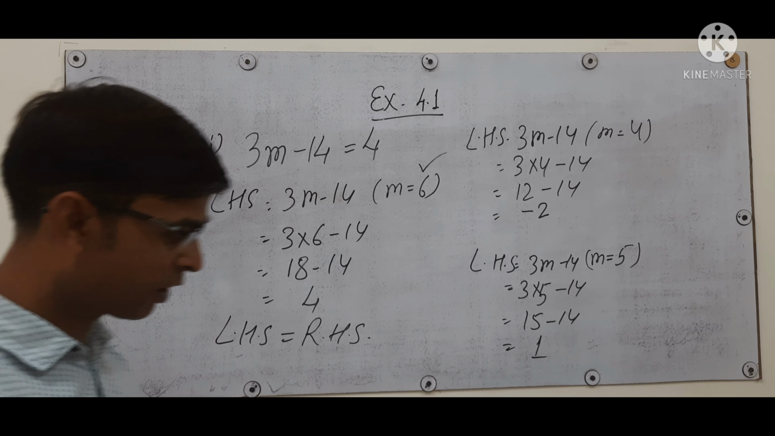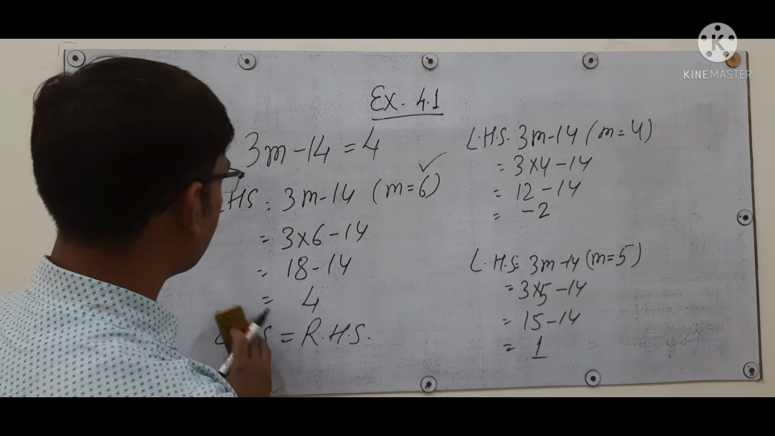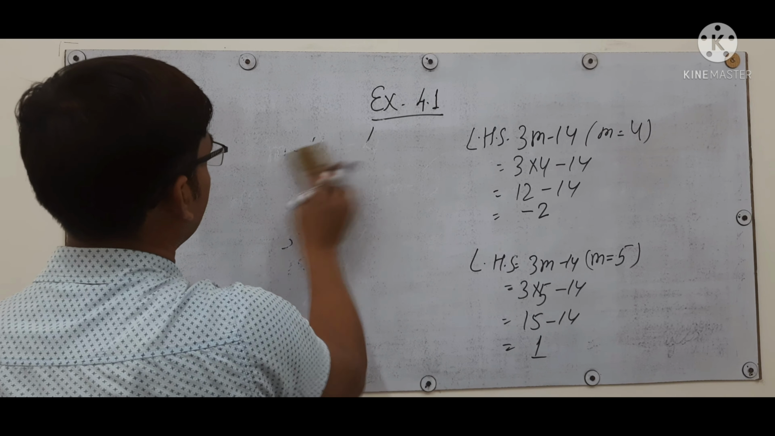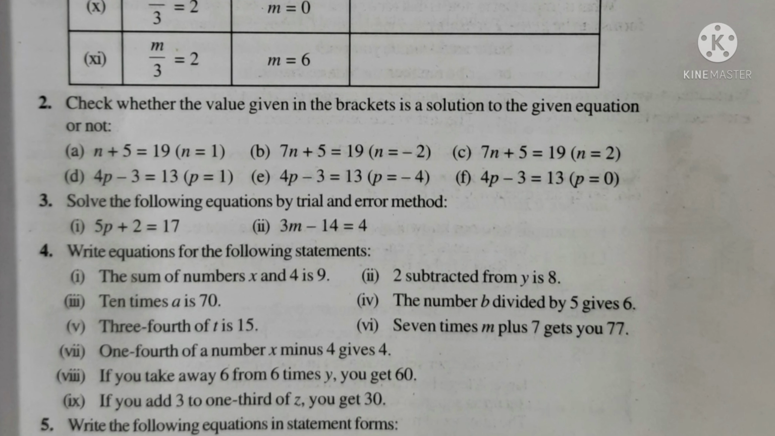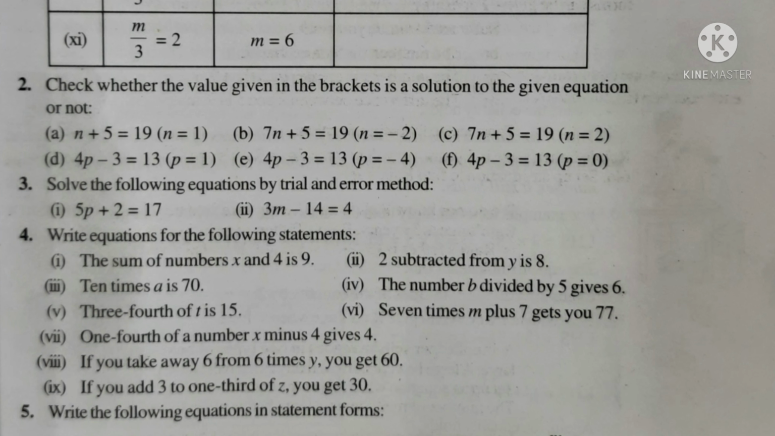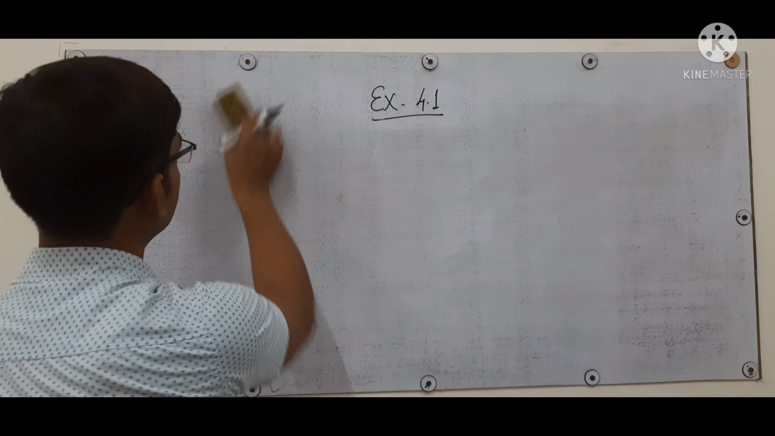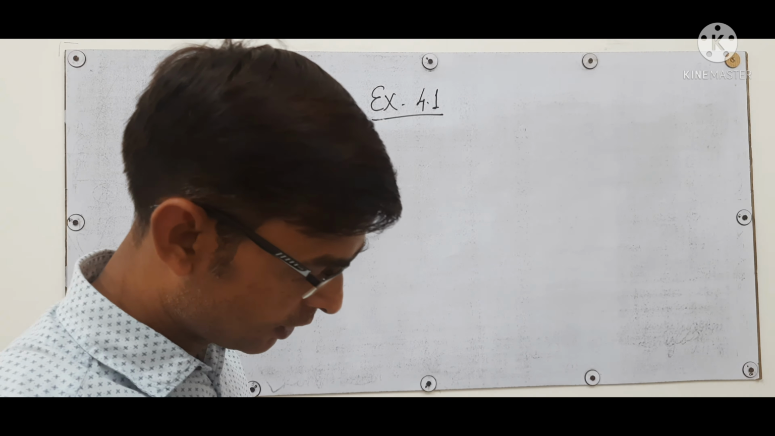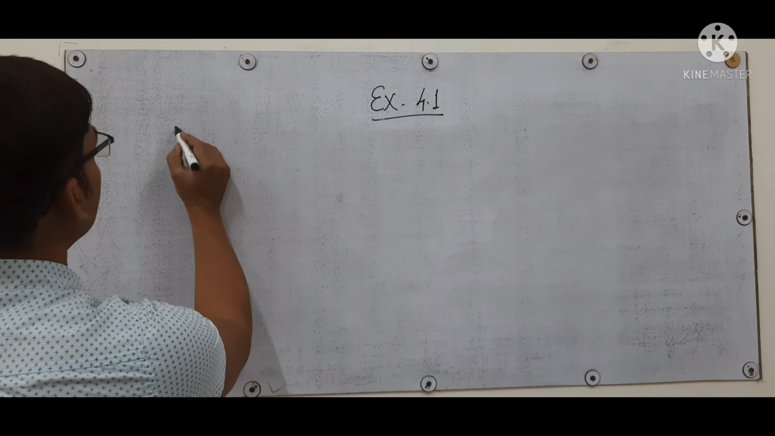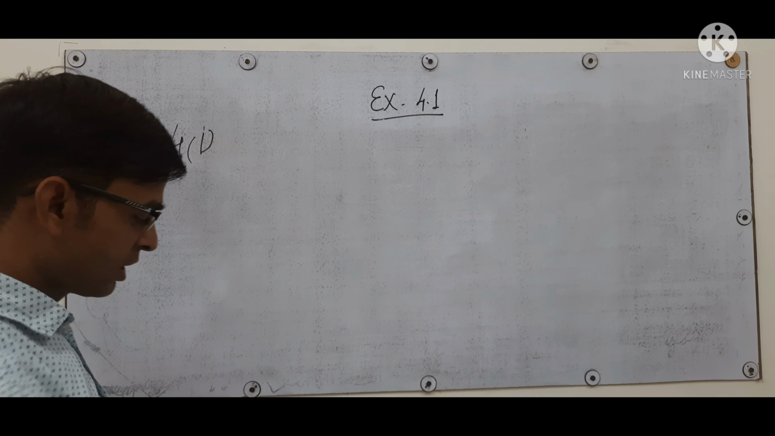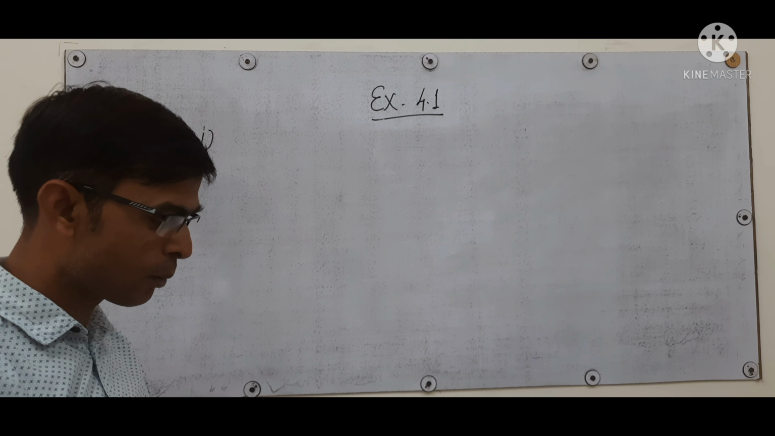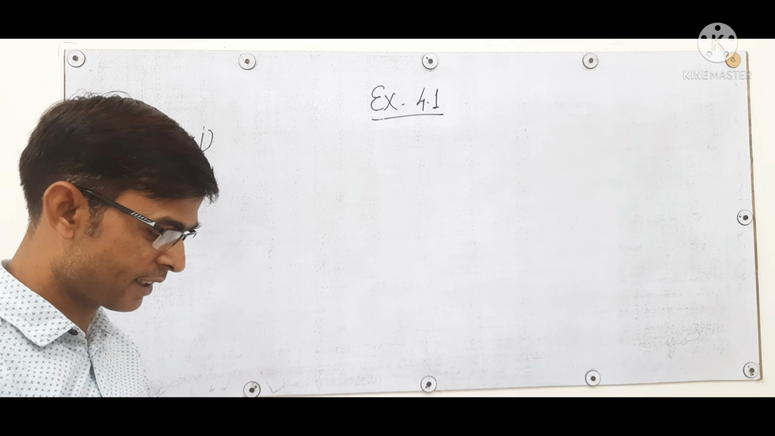Okay students, now we are going to solve question number 4. And question number 4 is we have to find the right equations for the given statements. The statement is given and we just have to write it in equation form. So let's see how we will write it. The first part, question number 1, is the sum of number x and 4 is 9.